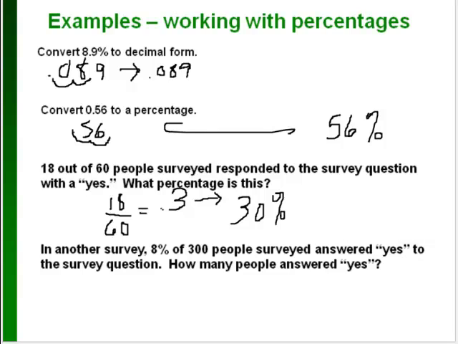Okay, and finally, if we have 8% of 300 people surveyed that answered yes to a survey question, we want to know how many people that is, the 8%. Then first we have to convert the 8% to a decimal. So we're going to take the decimal point, which is after the 8, and move it over to the left 2 places. That gives us 0.08. We're going to take that times the 300. So we just convert the percent to a decimal, and then we multiply it by our total. And if you multiply 0.08 times 300, you end up with 24. So that means that 24 people answered yes.